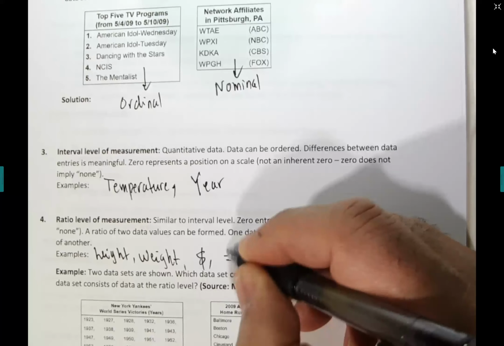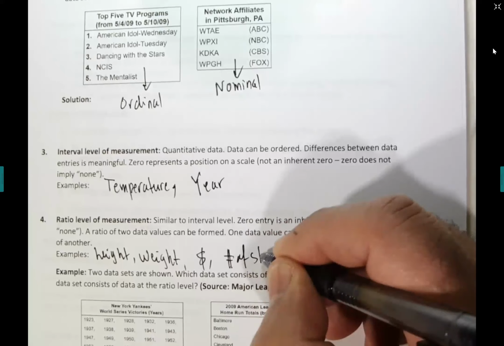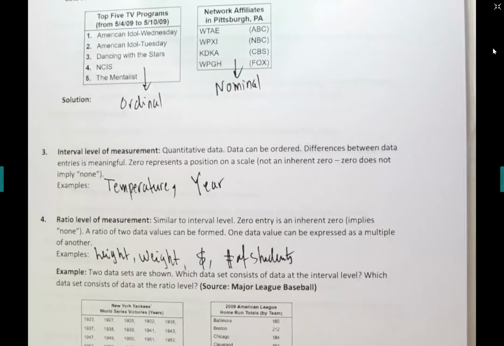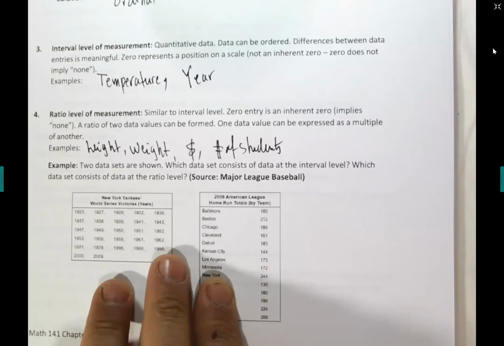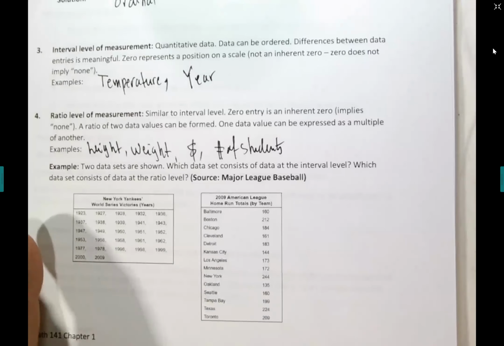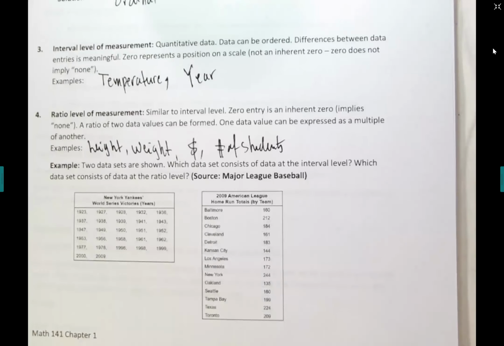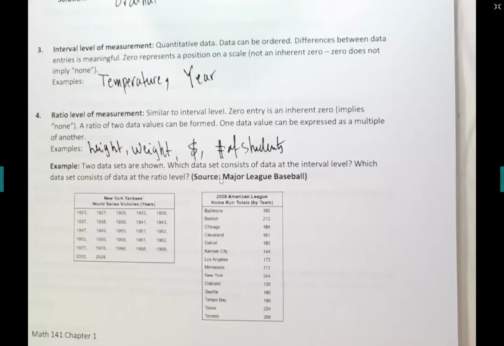Number of students. 0 students means no students at all. So this is the ratio level of measurement. The last example, guys, is to compare these two and tell me which one is interval and which one is ratio. Two data sets are showing. Which data set consists of data at the interval level, which data set consists of data at the ratio level?